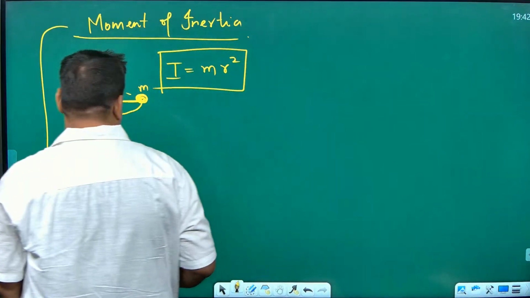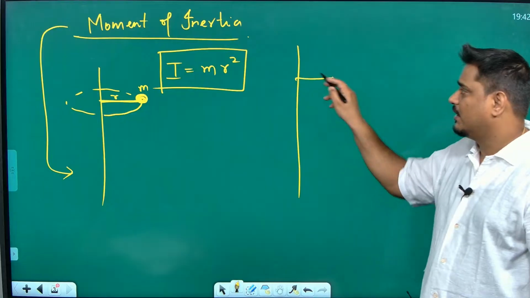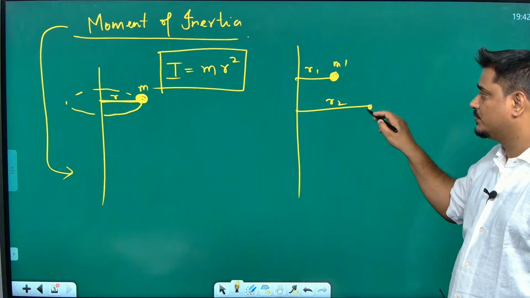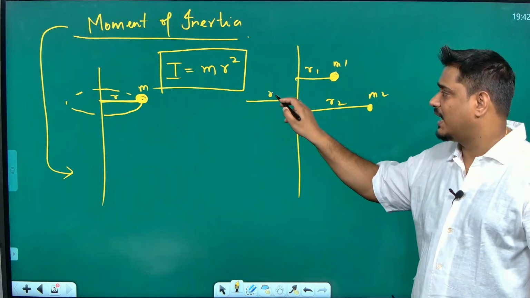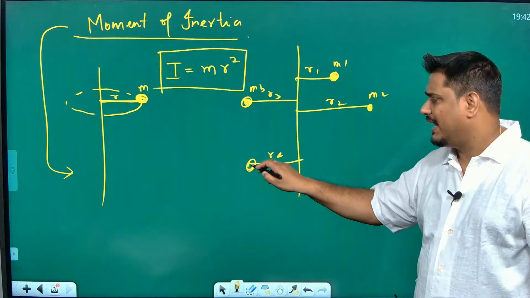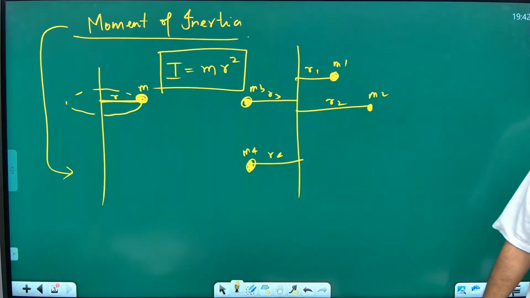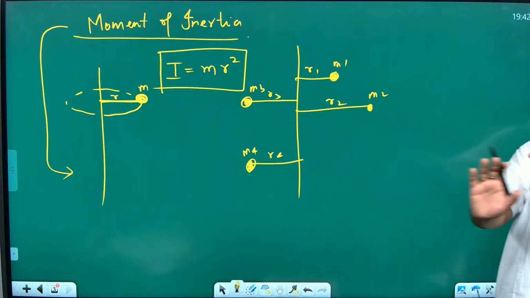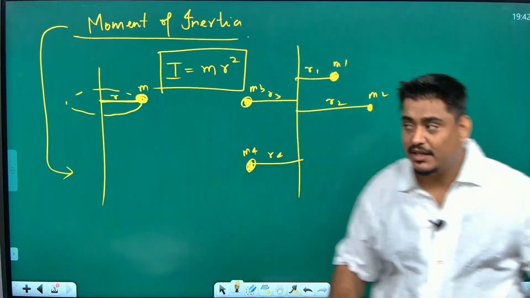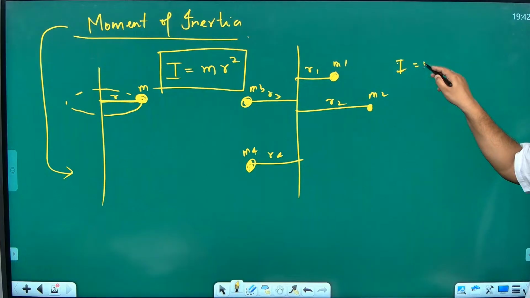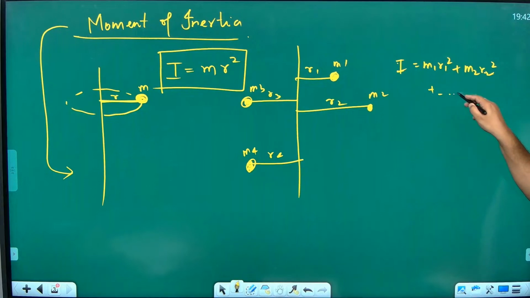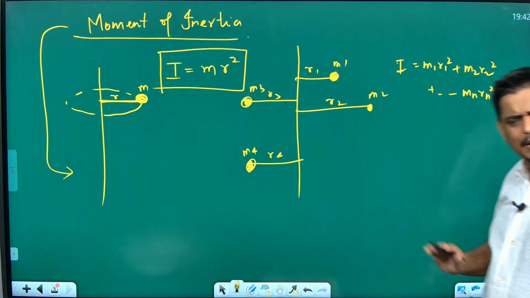Suppose I am having multiple masses. For example, with the rotational axis, at distance r1 there is mass m1, at distance r2 I have mass m2, at r3 I have m3, like that r4 and m4. Assume that there are multiple masses m1, m2, m3, m4, m5, and all the masses are rotating around the same axis of rotation. Then the moment of inertia will be equal to m1 r1 square plus m2 r2 square plus like this up to mn rn square. Are you getting my point? Very basic thing I am telling you.